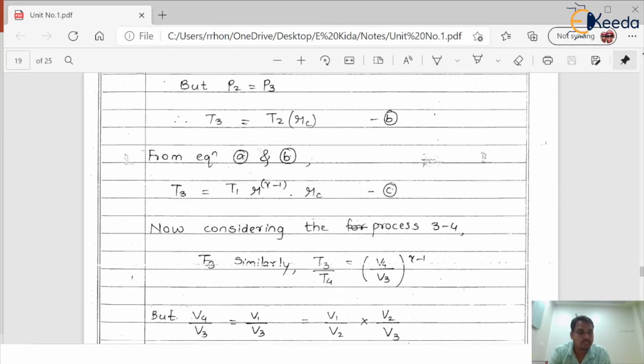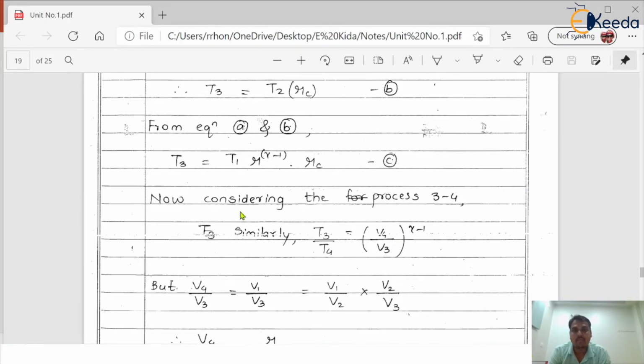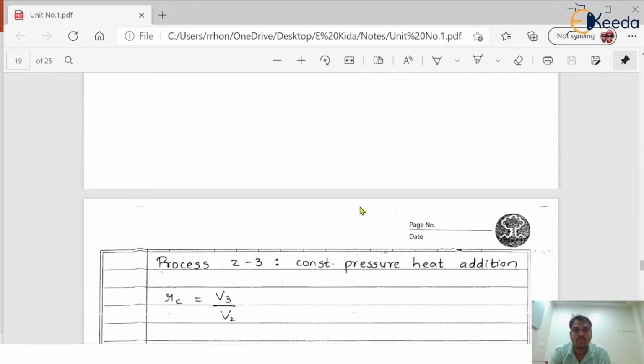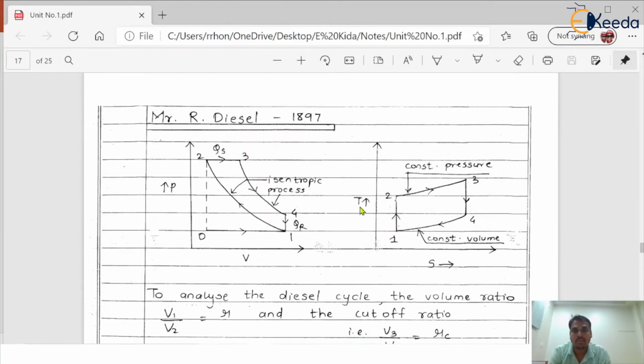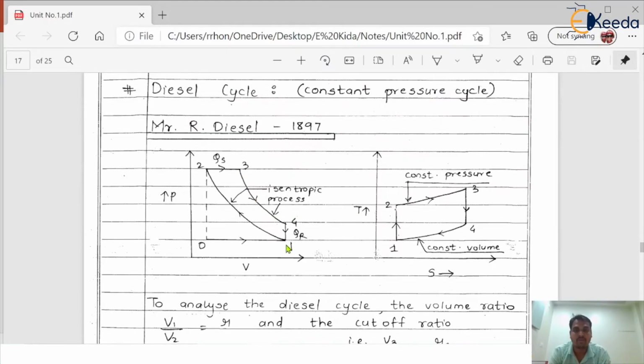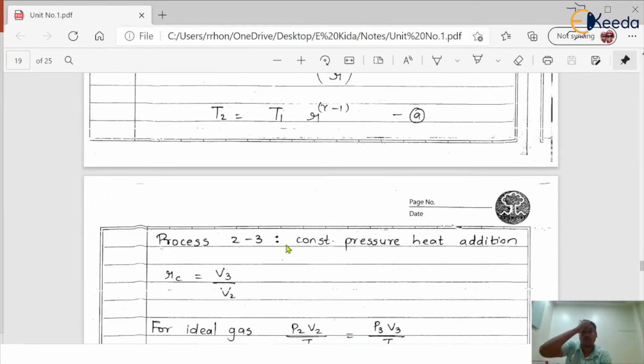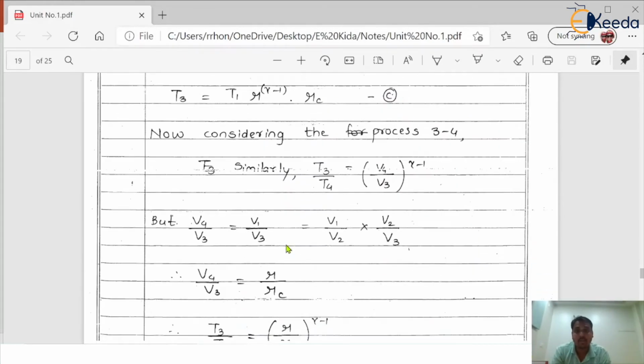Okay. So, dear friends, in this case, the next process, that is considering process 3 to 4. Now we are moving to see the process 3 to 4 and finally 4 to 1. So 3 to 4 is isentropic expansion process. So we have to write the equation for this. So similarly, as we already wrote for compression process, we can write for process 3 to 4. So this process is nothing but T3 by T4 is equal to V4 by V3 raised to gamma minus 1, as we already discussed for the process of compression.